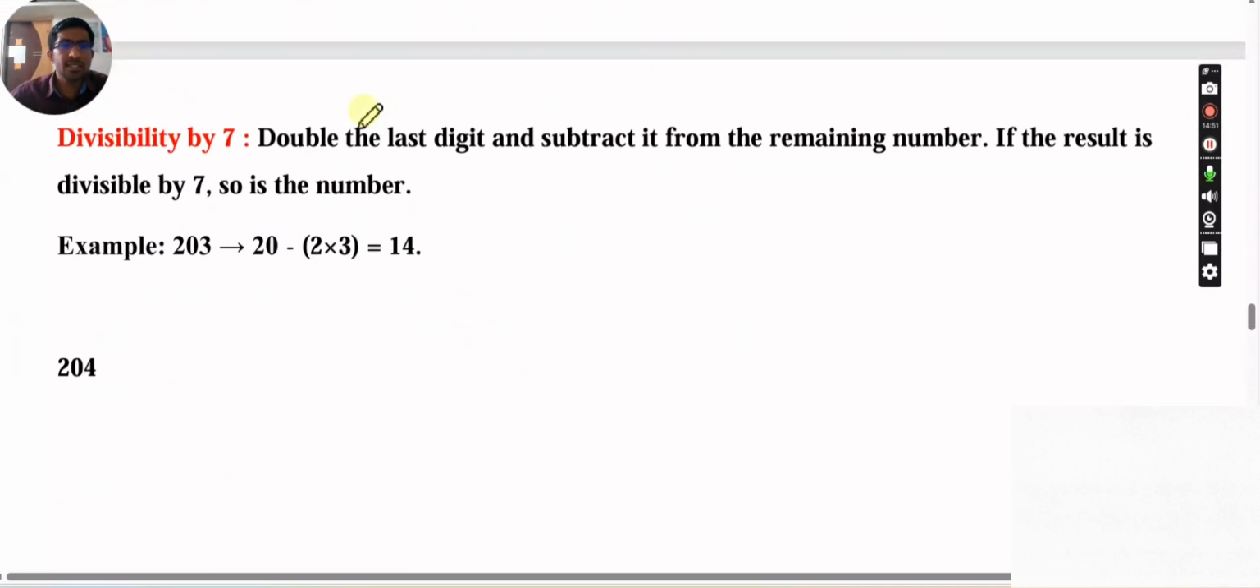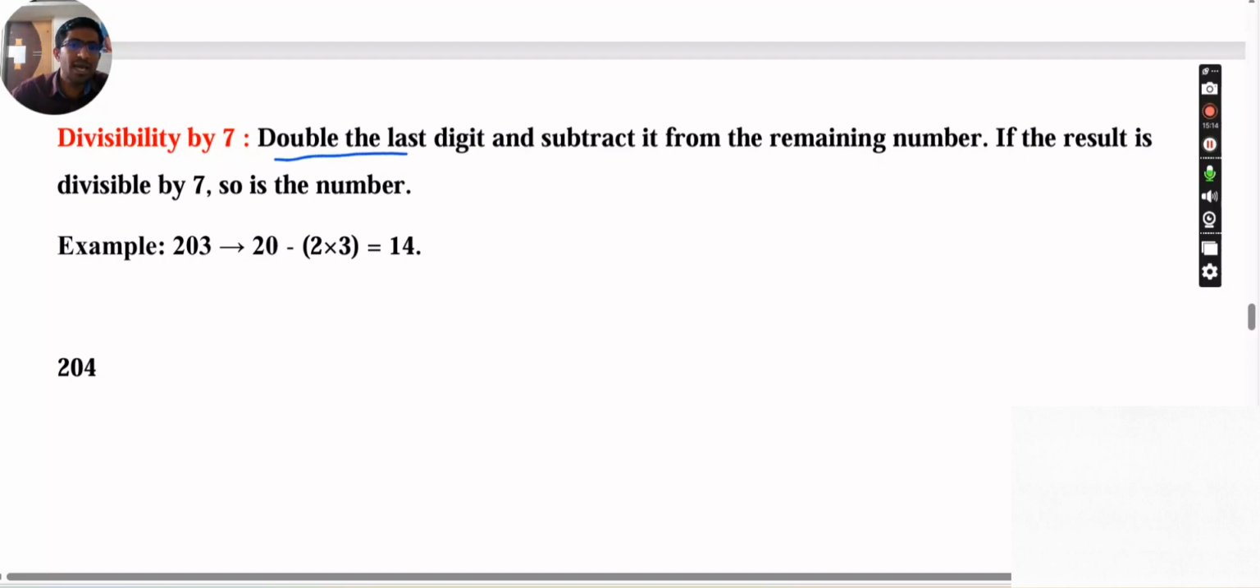After 6, the next number is 7, divisibility by 7. So many students think that the divisibility test or rule of 7 is more difficult than other numbers, but it is not that difficult. We just have to understand it in a proper way. So let's understand this first. So what we have to do for checking the divisibility of 7?